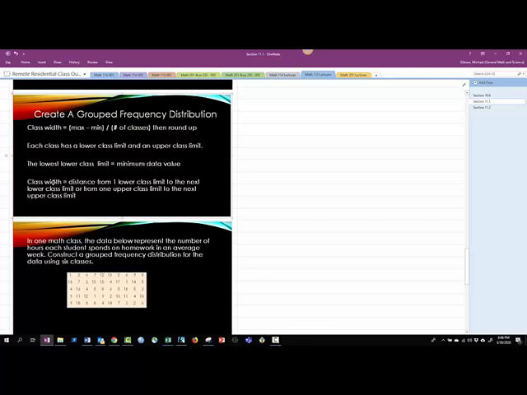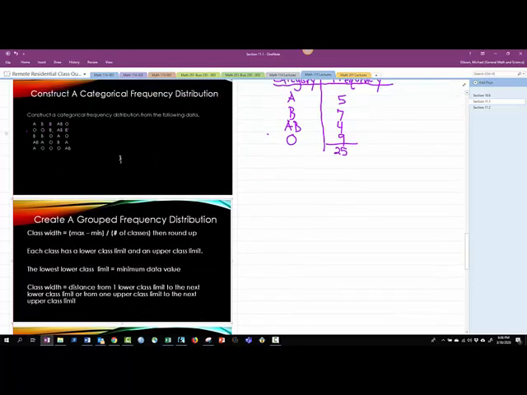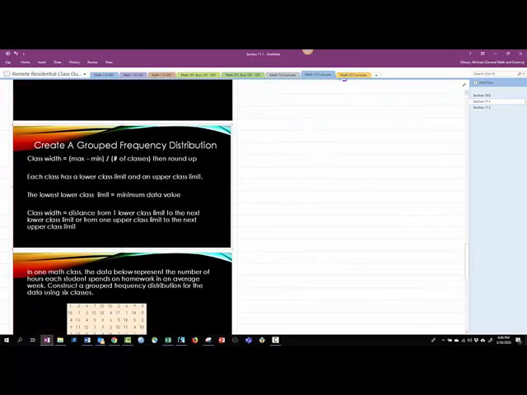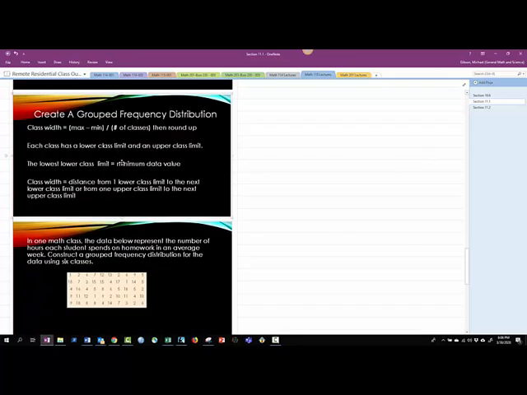Another thing to think about in the class width is the distance from one lower class limit to the next. It's not the distance from a lower class limit to the higher upper class limit. It's the distance from one lower class limit to the next, or from one upper class limit to the next, okay? Once we have all of our classes defined, then the question becomes just like the categorical one, and we just count how many data values are in each class.